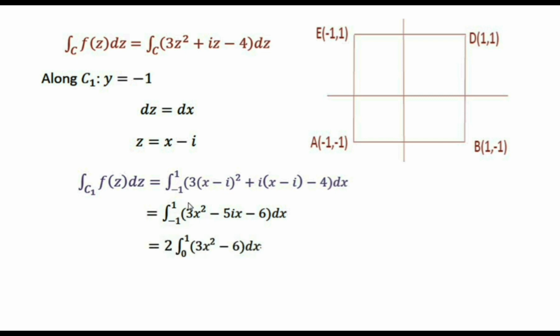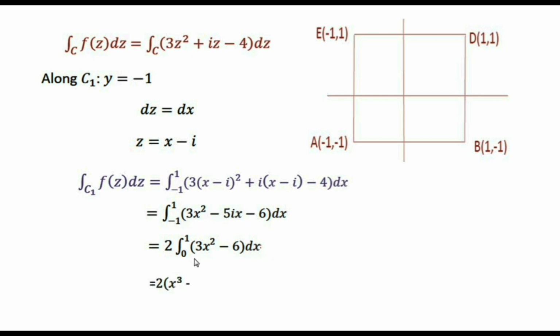Now you need to know even and odd functions. Only x² and the constant are even functions; x is an odd function. We know that integral from −a to +a of f(x) dx is 2 times integral from 0 to a of f(x) dx, when f(x) is even. It is 2 times integral from 0 to 1 of (3x² − 6) dx. The rest of the part is 0, since x is an odd function.